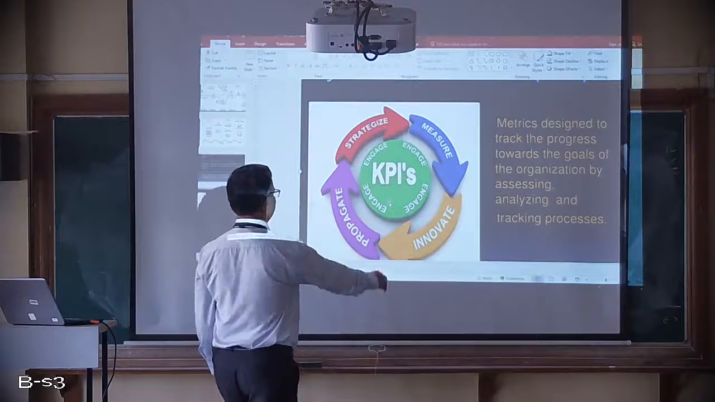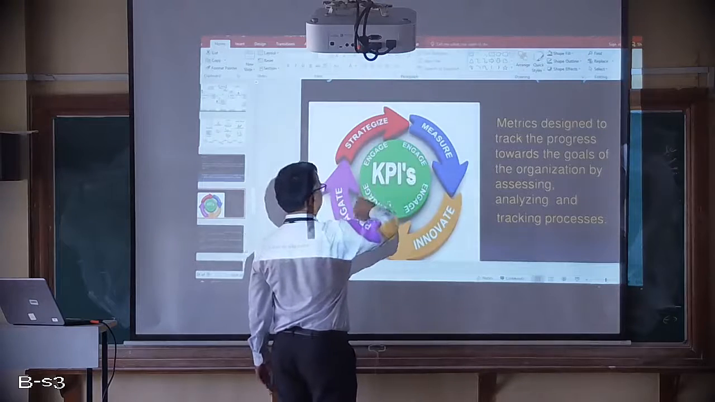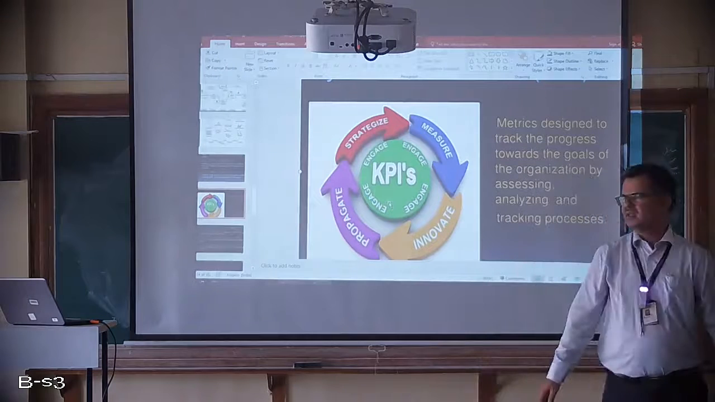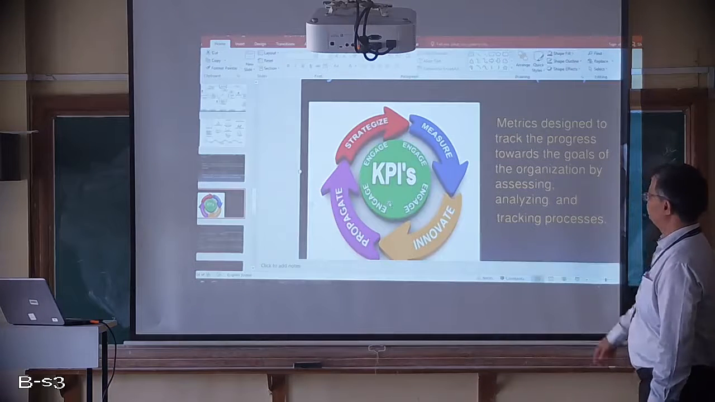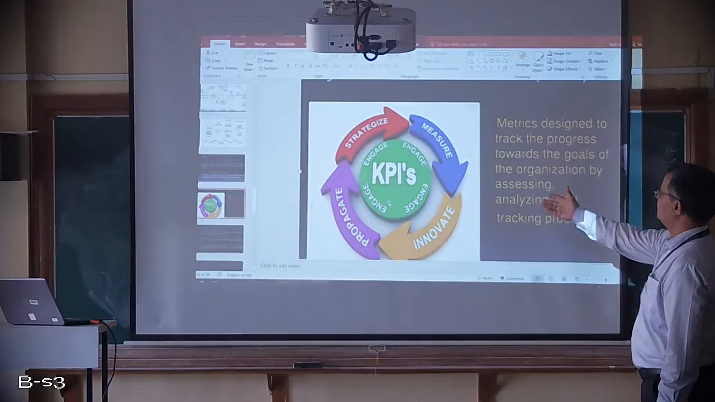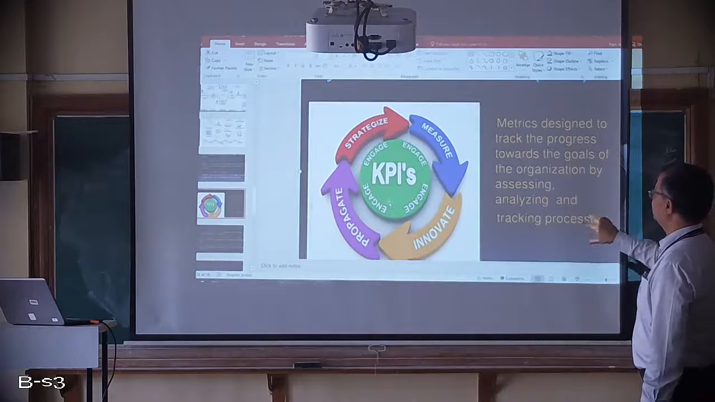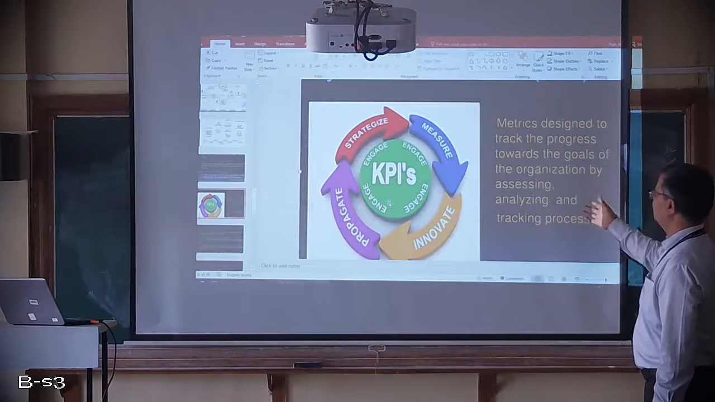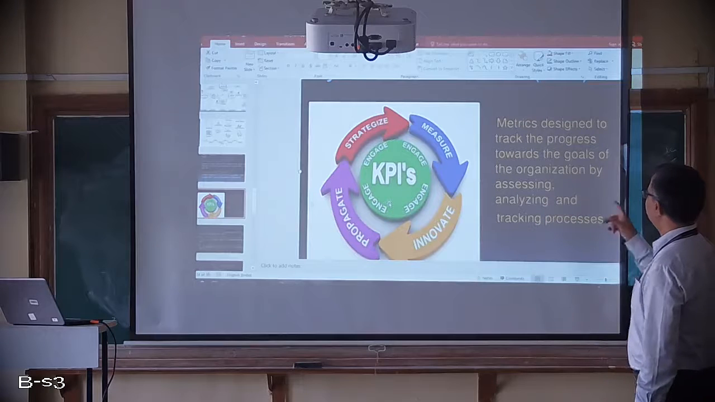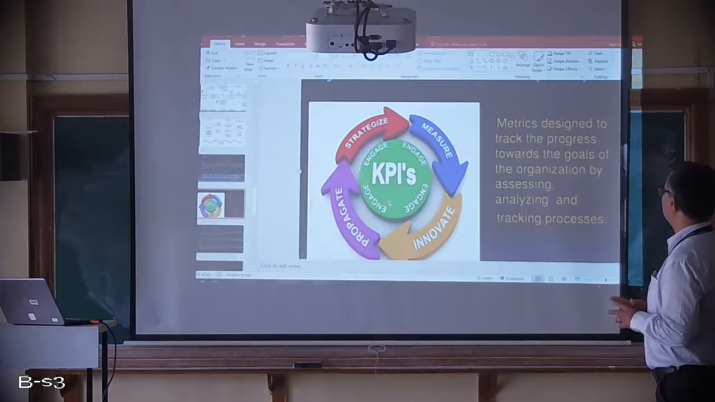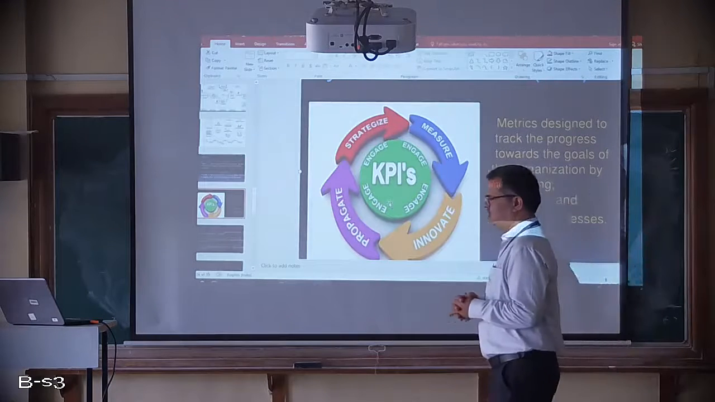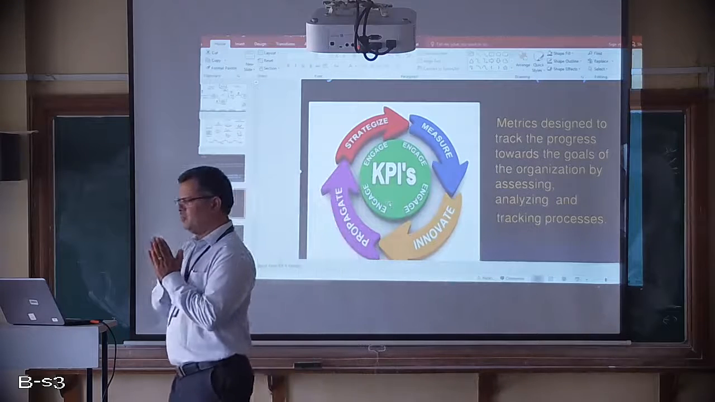Just to check out here: engage, engage, engage, engage. All these need to be engaged. That is key performance indicators. See here, it says measure, innovate, propagate, strategize. You should go for measuring, then innovate and propagate it, and strategize. These are metrics designed to track the progress towards the goal of the organization by assessing, analyzing, and tracking processes. So there are some key performance indicators.